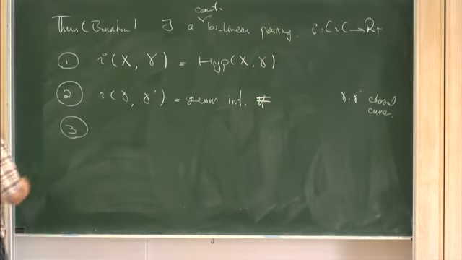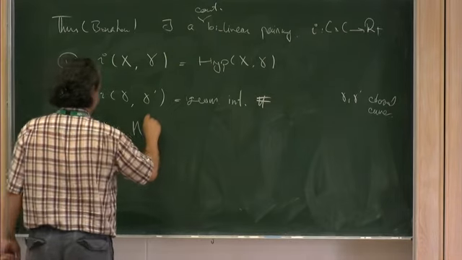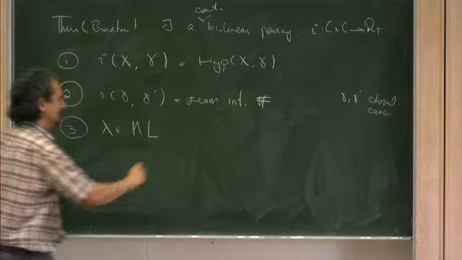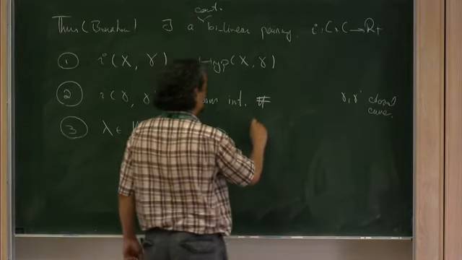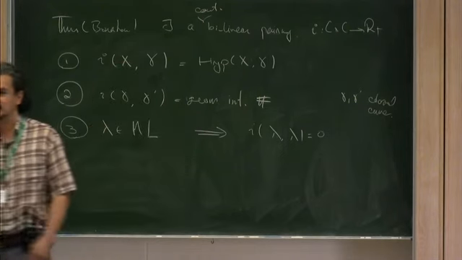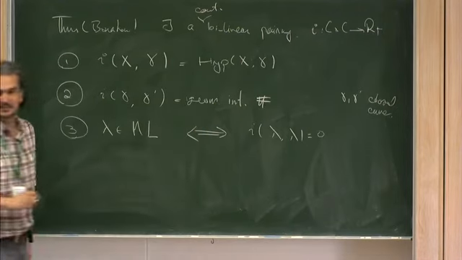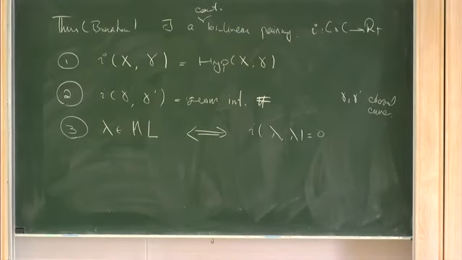Let's do a few more. If an element lambda is a measured lamination, then intersection of lambda with itself is 0, as you expect, because the lambda is made of simple curves. And in fact, this is an if and only if. This is a characteristic behavior. So if somebody doesn't self-intersect at all, then it has to be a measured lamination. There's nothing else.